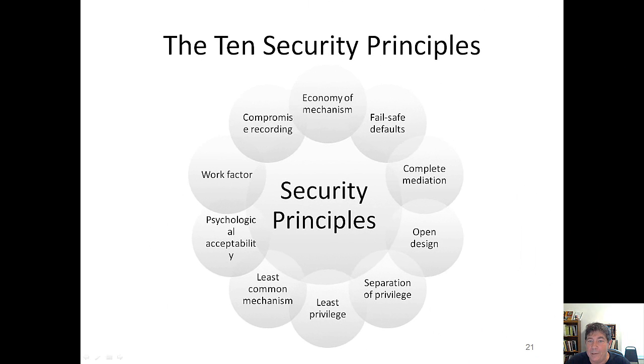Now let's talk about 10 security principles: economy of mechanism, fail-safe defaults, complete mediation, open design, separation of privilege, least privilege, least common mechanism, psychological acceptability, work factor, and compromise recording.